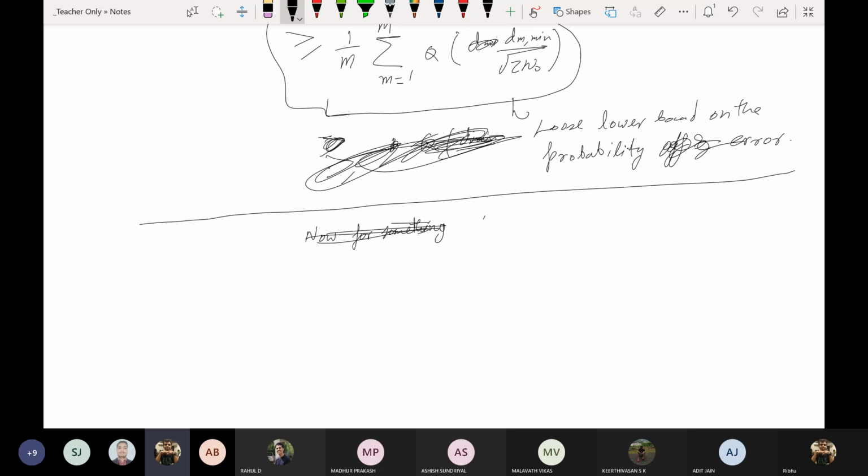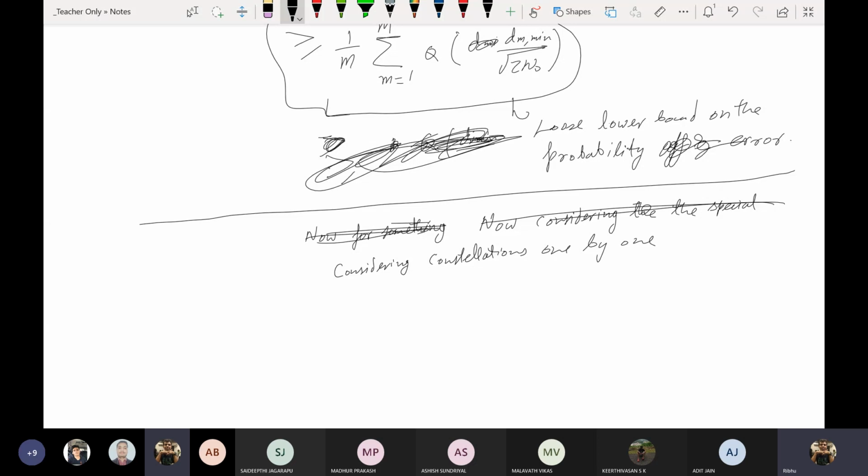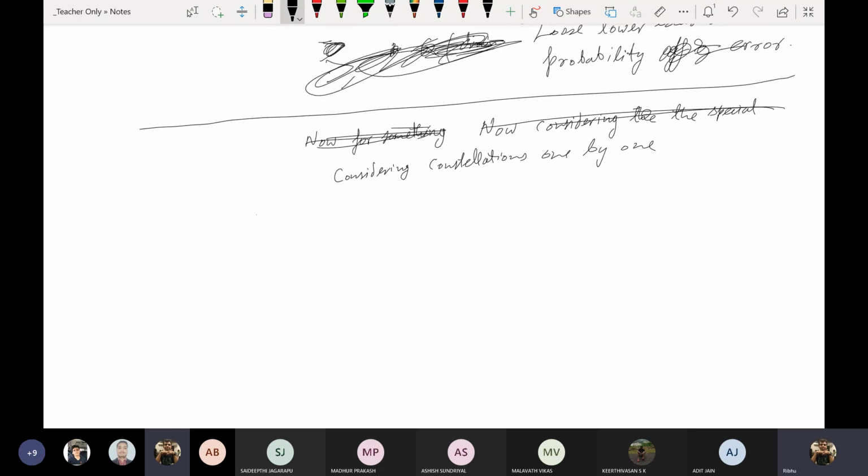Now, considering constellations one by one, the first constellation that we talk about is MPAM.